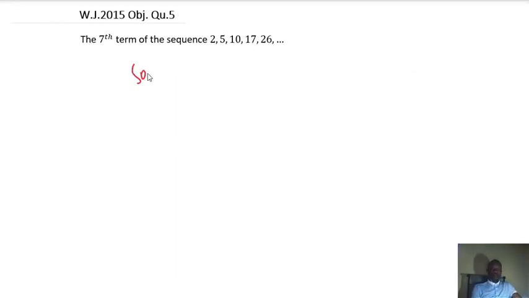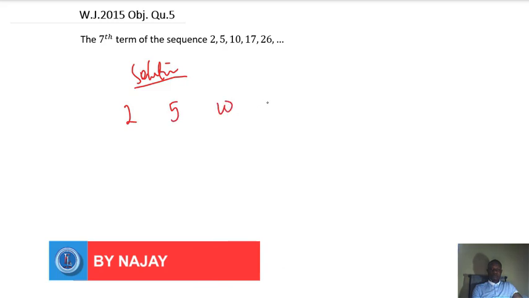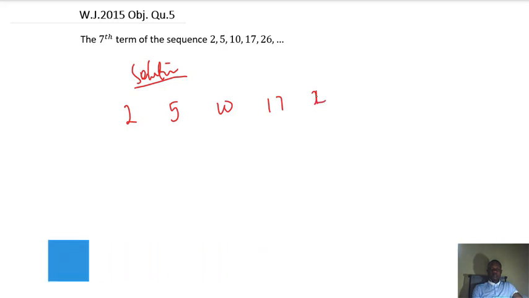Okay, so let's do some analysis here and see what will be the seventh term. So we have 2 here, we have 5 here, we have 10 here, we have 17 here, then we have 26 here being the fifth term. So we are looking for the sixth term and the seventh term. When you look at the differences, this is neither a linear nor an exponential sequence. So let's check the differences, the pattern.